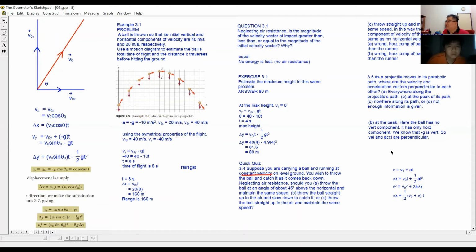What I should do is I throw up and I continue to run at the same pace. If I continue to run at the same pace, then both of us will move together. So only maintain the same speed and throw upwards. That is the only way to catch the ball.